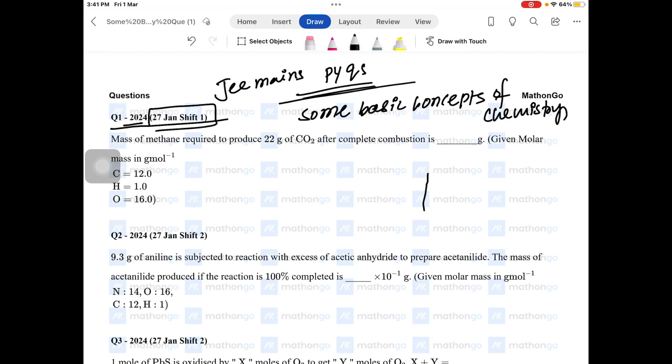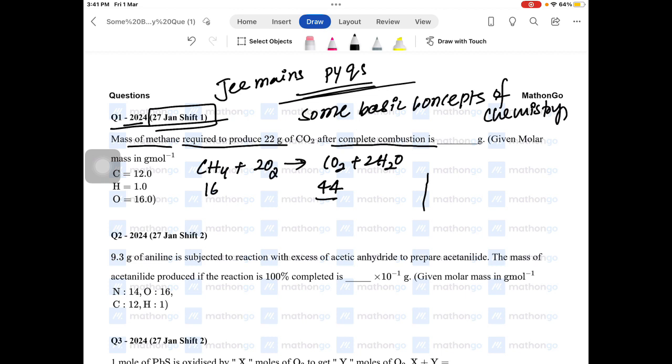The question is: mass of methane required to produce 22 grams of carbon dioxide after complete combustion is. So take a reaction: methane burns in oxygen to give carbon dioxide and water. Here carbon dioxide molar mass is 44 and methane is 16. So to produce 44 grams of carbon dioxide, 16 grams of methane is required. Now to produce 22 grams of carbon dioxide, how much is required? The answer is 8 grams of methane.